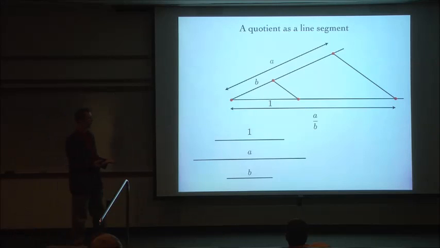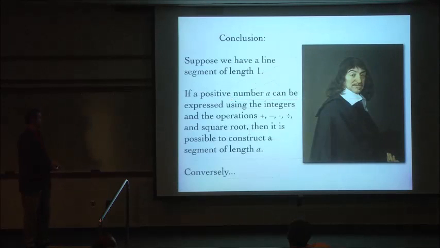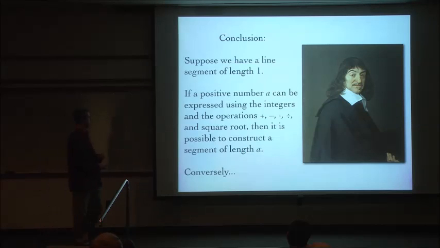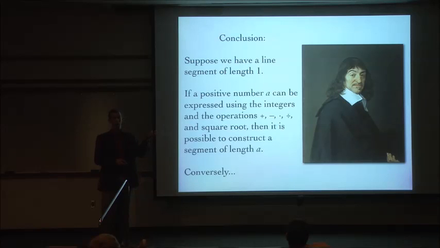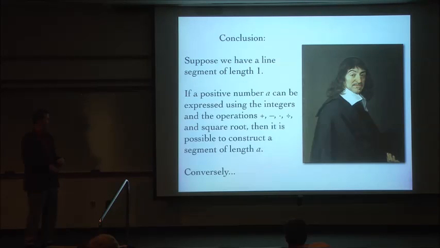You could also take square roots of line segments. Those require circles. It's relatively easy to do, but I think I'll skip it for the talk. And so the point is that if you gave me a number A that was positive, and if that number A can be represented with plus, minus, times, division, and square roots, then I can use a compass and straight edge to draw a line segment of that length, right? Because if you start with 1, you can get all the integers, and if you can multiply and divide and take square roots, you can get anything that is written in terms of those things.